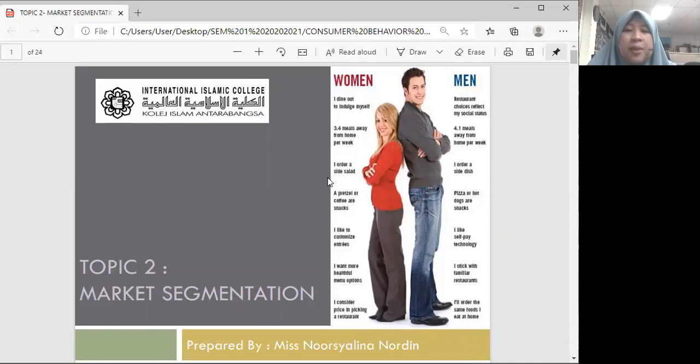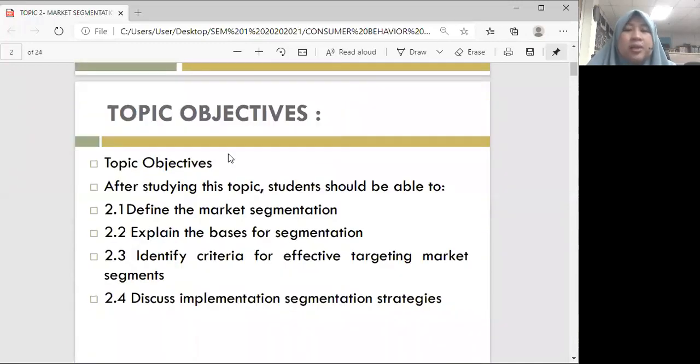What is market segmentation? As you can see from here, this is about the topic objective. After studying this topic, the student should be able to, number one, define market segmentation; then explain the basis for segmentation, meaning the basic; third, identify the criteria for effective targeting of market segments; and the last one, discuss implementation of segmentation strategies.